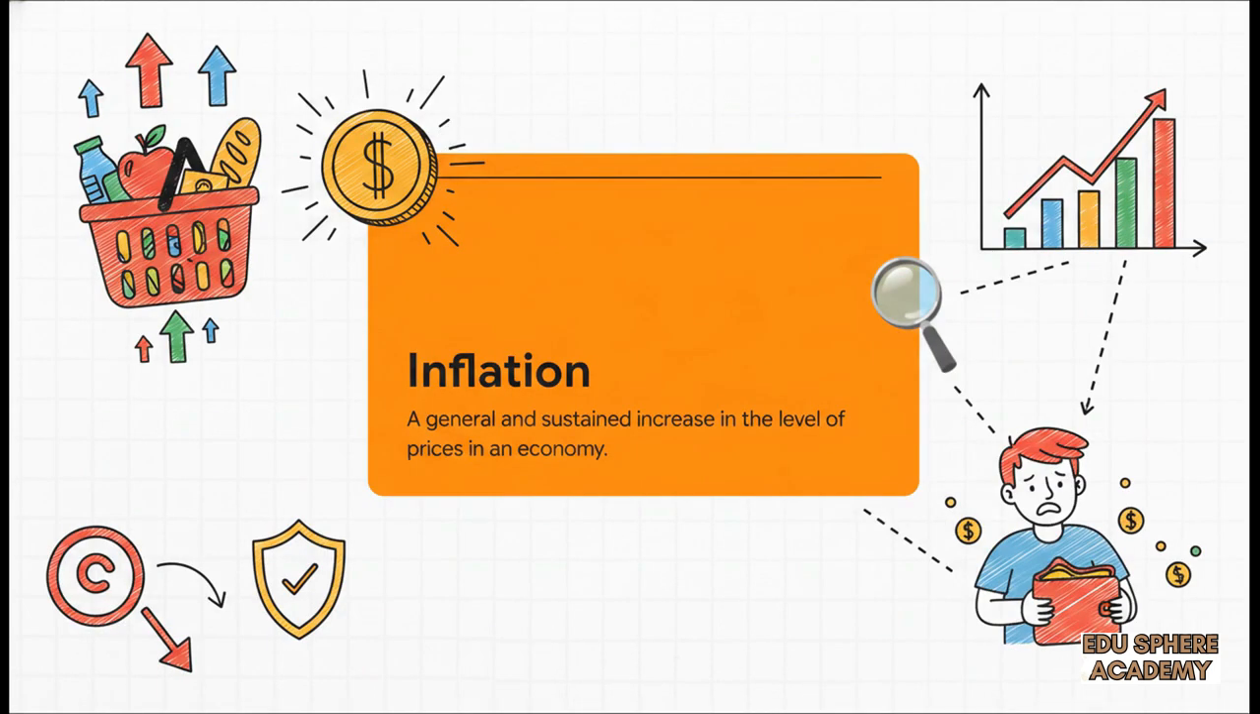Let's zoom in on one of those targets really quick: inflation. I cannot stress this enough, this is one of the most repeatedly tested definitions in all of Paper 1. It is a general and sustained increase in the level of prices across an economy. We're not just talking about one specific brand of shoes getting pricier, we mean the whole basket of everyday goods. Taming inflation is a massive priority for governments because high inflation literally destroys your purchasing power. It's the exact reason your favorite snack suddenly costs twice what it used to.